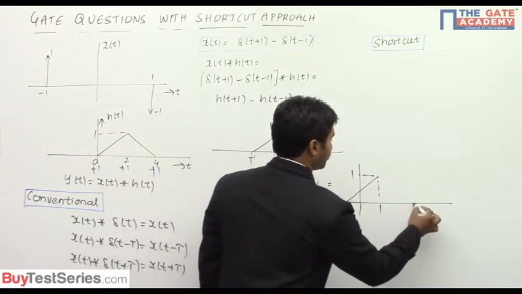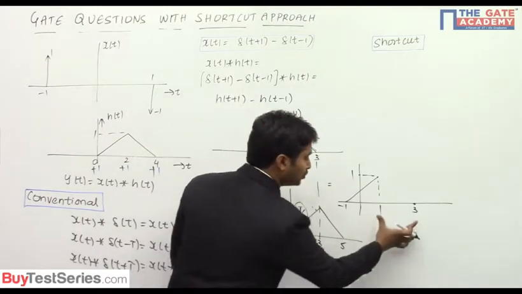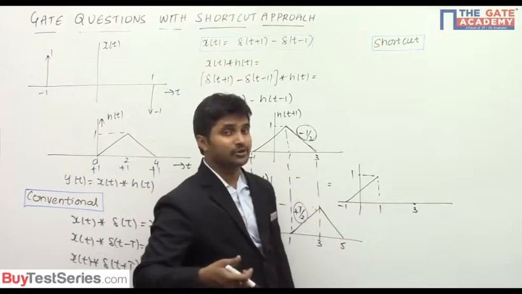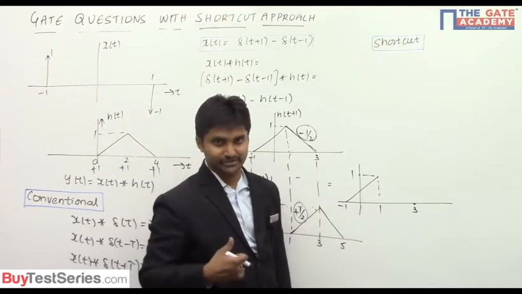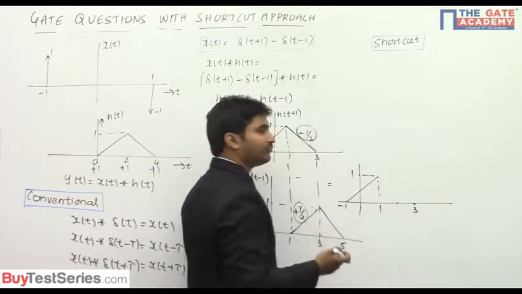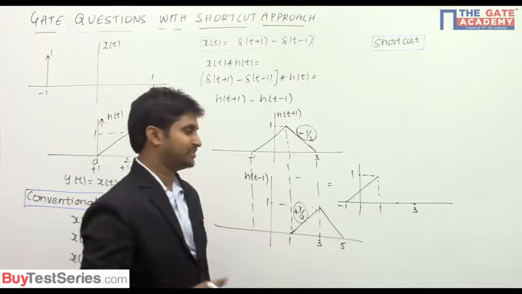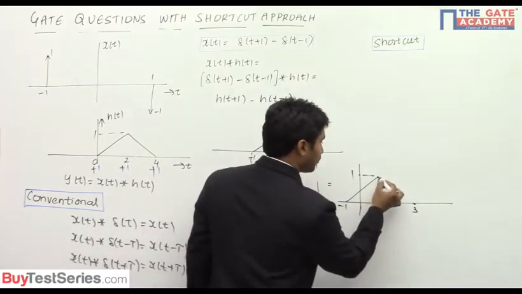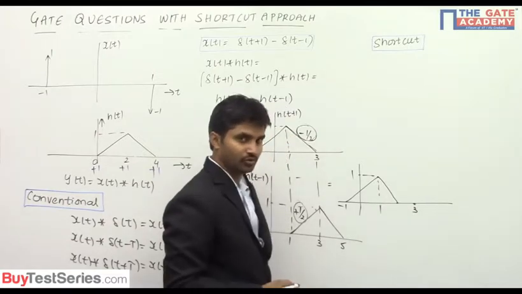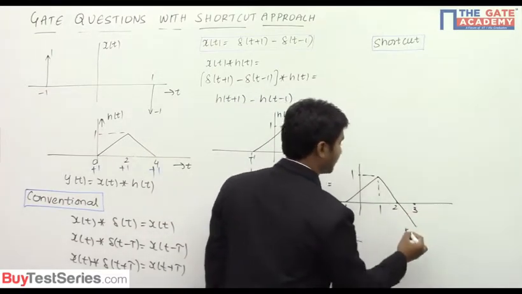So you are moving from 1 to 3 with a slope of minus 1. It means that for 2 units you are traveling along the x-axis with a slope of minus 1, the amplitude falls by 2 units. So for every 1 unit you are going to fall by 1 unit. For 2 units you will be traveling by 2 units. So for 1 unit the amplitude reduces to 0, and for another 1 unit amplitude becomes minus 1.